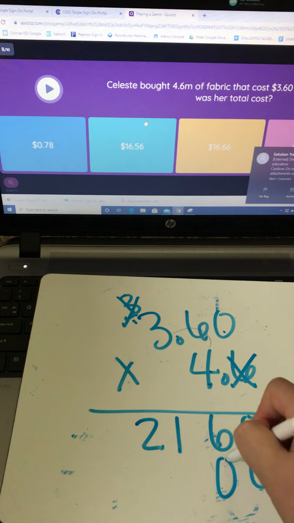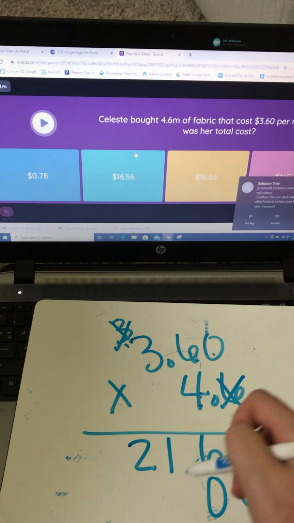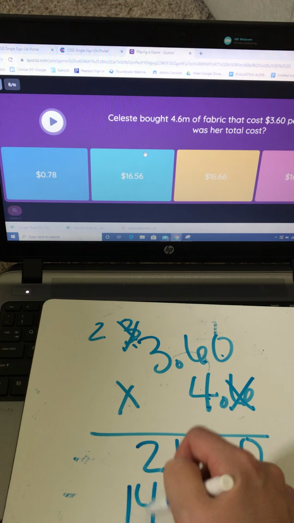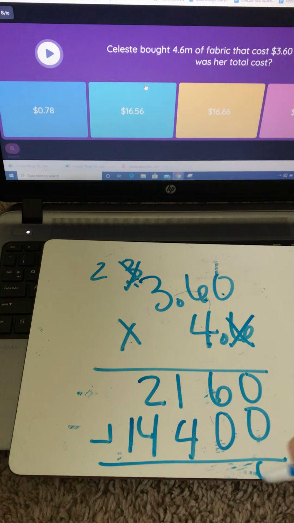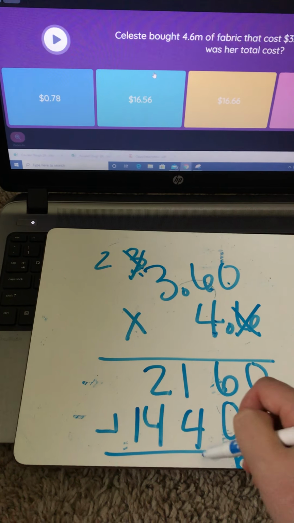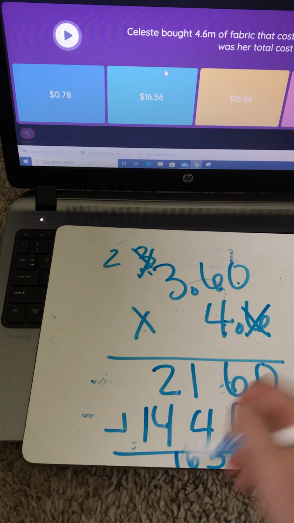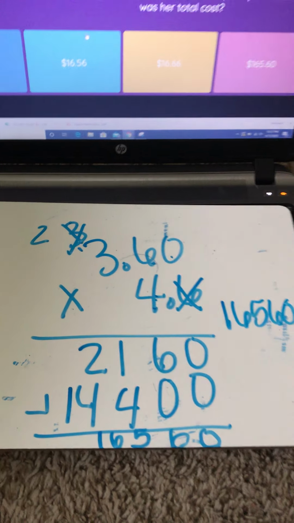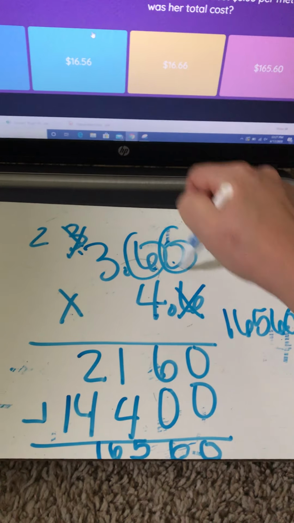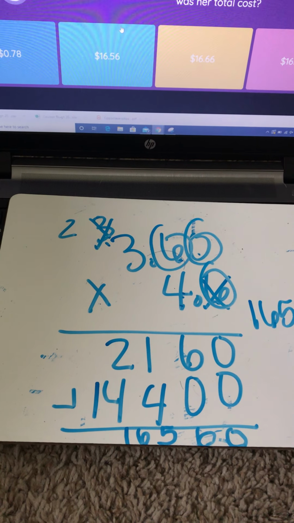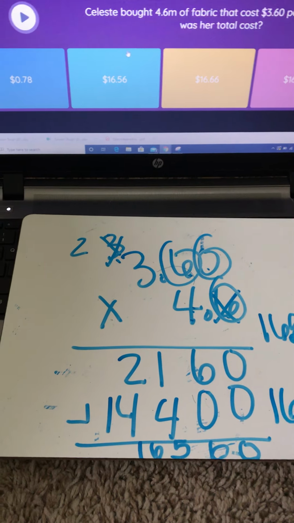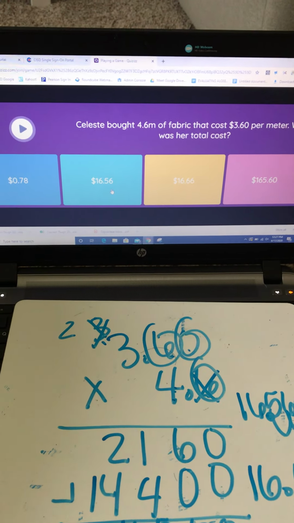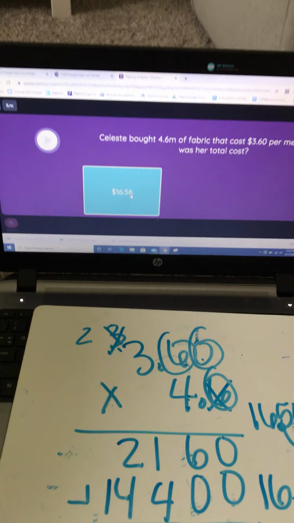4 times 0 is 0. 4 times 6 is 24. 4 times 3 is 12, plus 2 more is 14. Add my partial products, 0, 6, 5, 6, 1. So I have 1, 6, 5, 6, 0, and I need to put my decimal in the right spot. So I have 1, 2, 3 digits behind my decimal, 1, 2, 3 in my product. So I have 16 and 56/100ths, or $16.56.